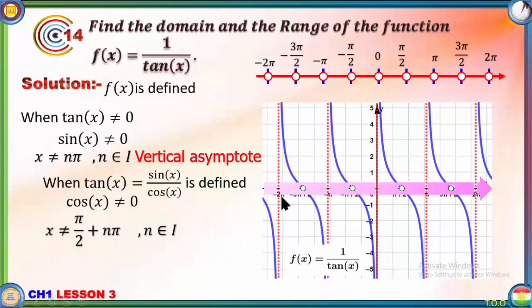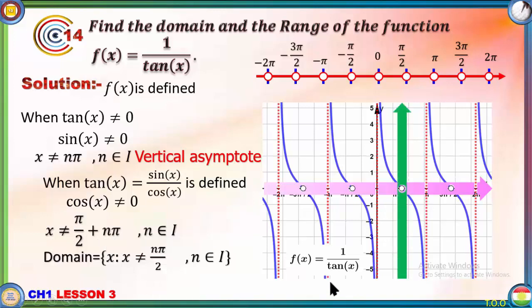That means at minus 2 pi and minus 3 pi over 2 and minus pi over 2 the function is not defined. That means the domain is all x when x is not equal n pi over 2. n pi over 2 comes from the intersection of these two conditions, x not equal n pi and x not equal pi over 2 plus n pi. And the range is all real numbers except 0.